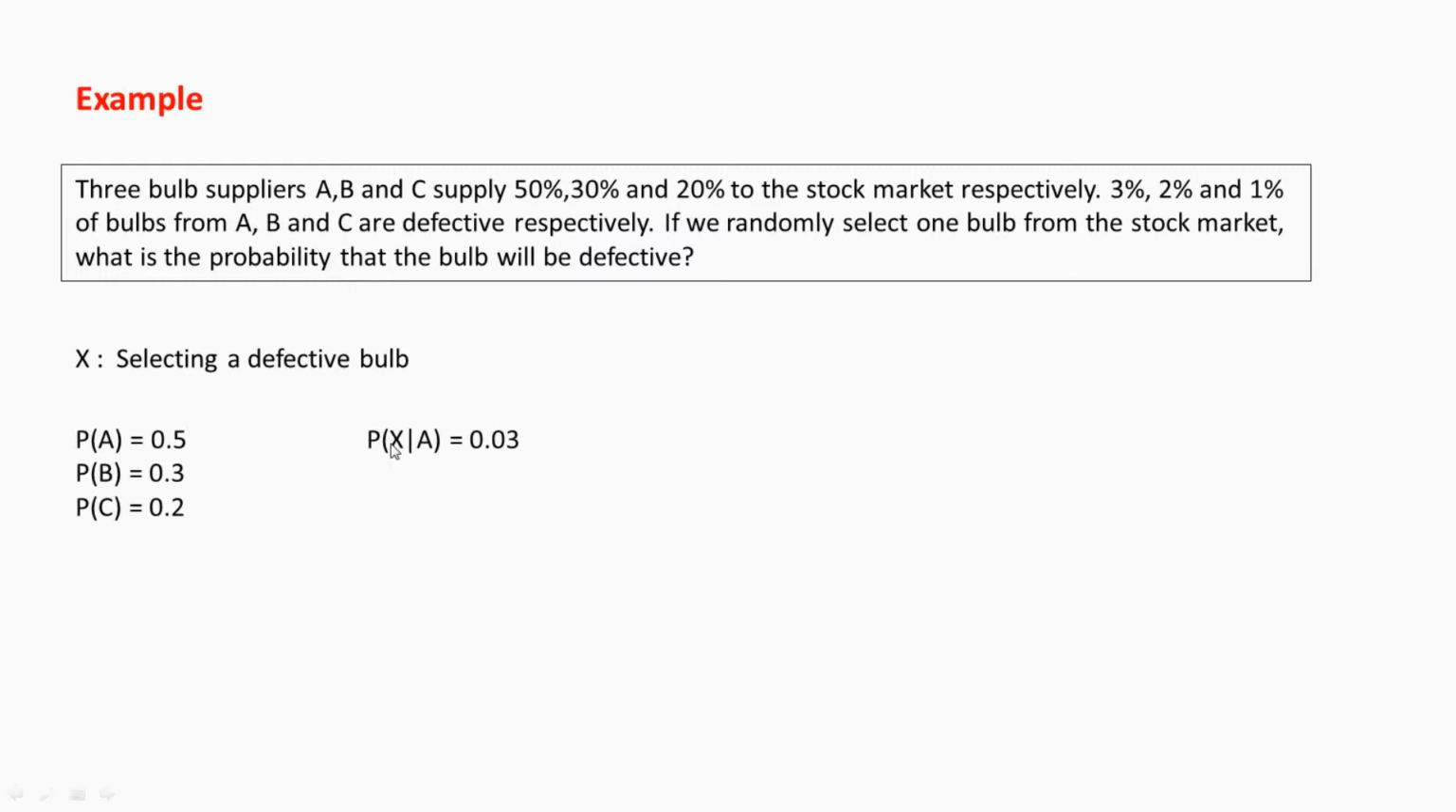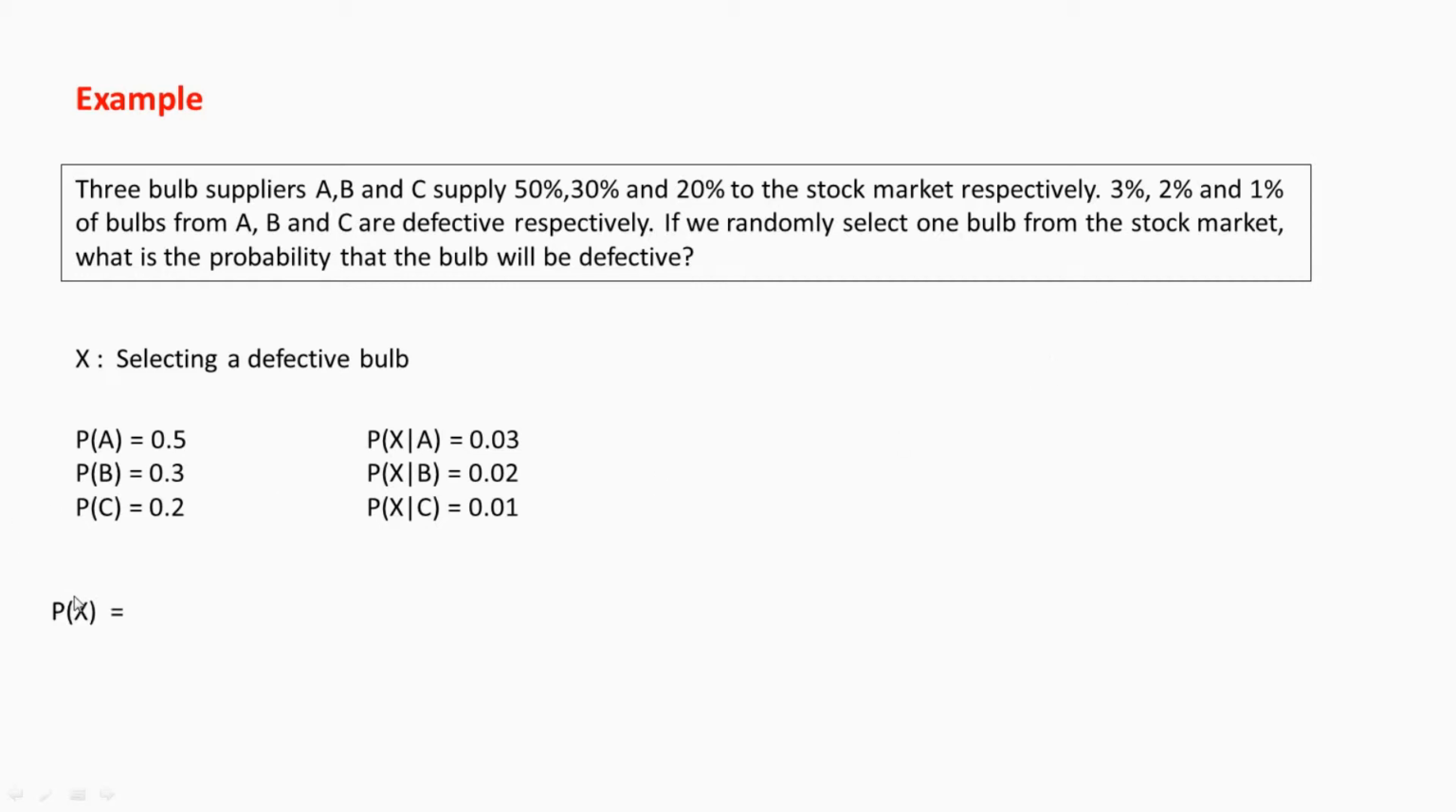Here probability of X given A is equal to 0.03. That is because if the bulb supplier is A, then 3% are defective bulbs, that is probability of X given A. Therefore, its value is 0.03 because 3%. Like that, probability of X given B is 0.02. Probability of X given C is 0.01.